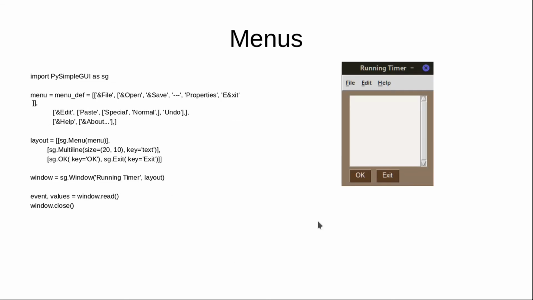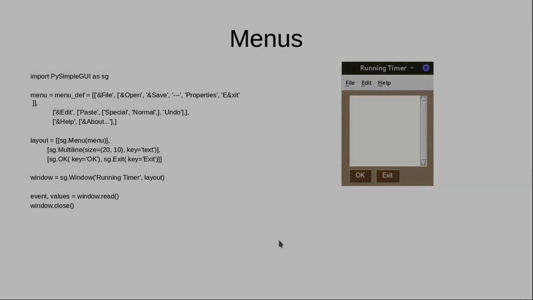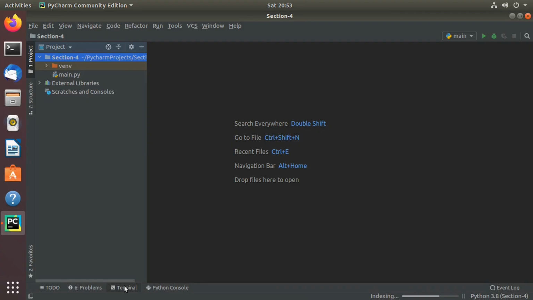To create a menu, you specify the menu in much the same way as the window layout. For example, the file menu contains a list of the file options, the edit menu contains a list of the edit options, etc. Okay, so let's fire up PyCharm to begin exploring PySimpleGUI.